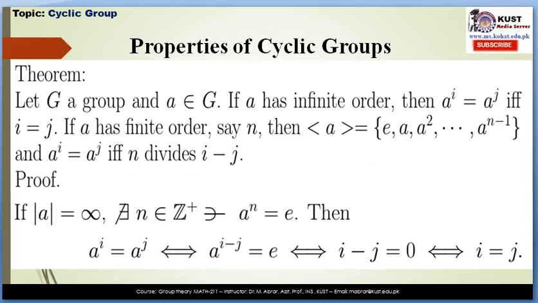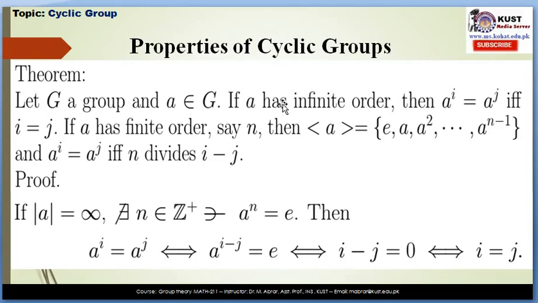Here is another interesting result. In this theorem there are two things. It's about the order of A. So there are two parts: if the order is finite, and if the order is infinite. So we have a group G, we take an element A from G.